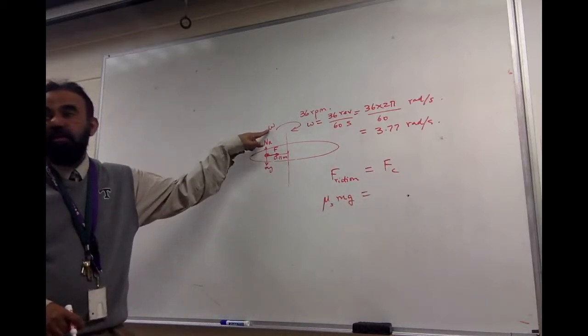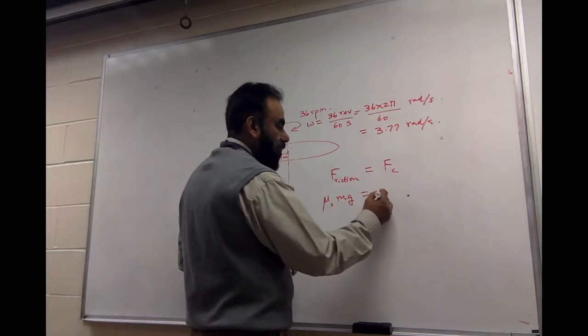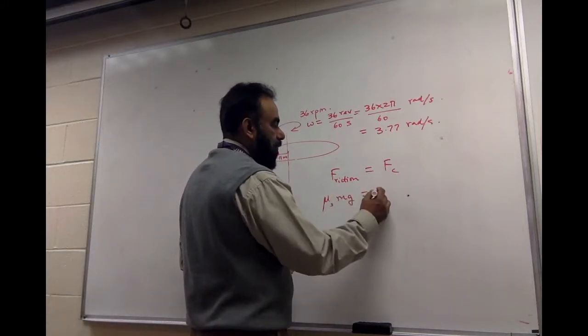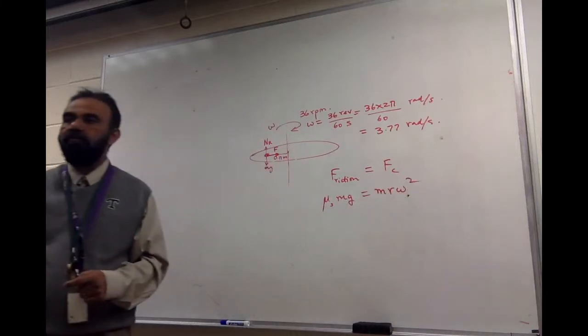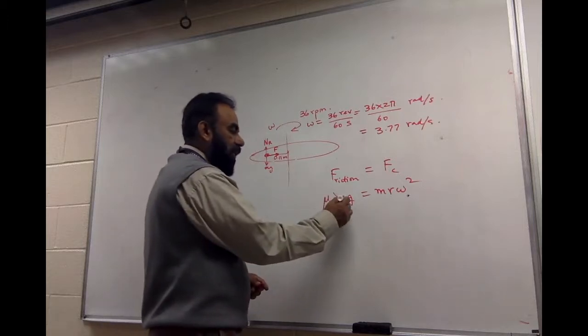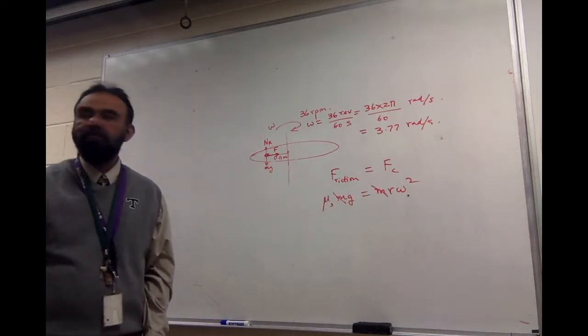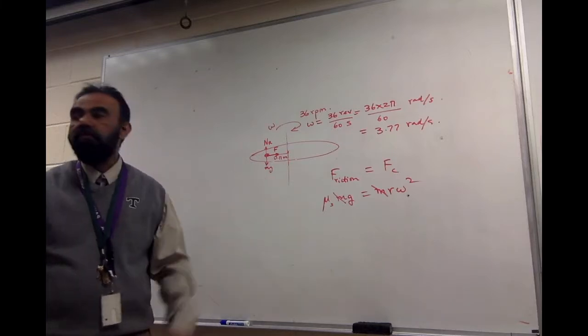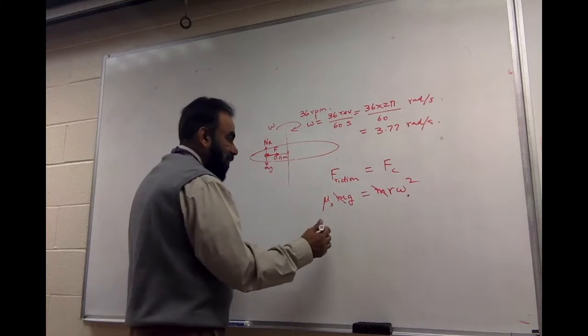I'm going to use omega now instead of speed. So m r omega squared. M cancels off, which means it doesn't matter if it's a quarter or a dime. Doesn't matter. Mass gone. So whatever you place on top, doesn't matter.